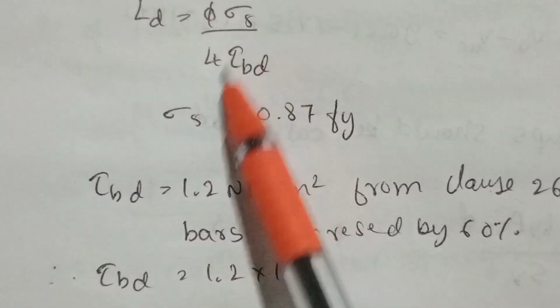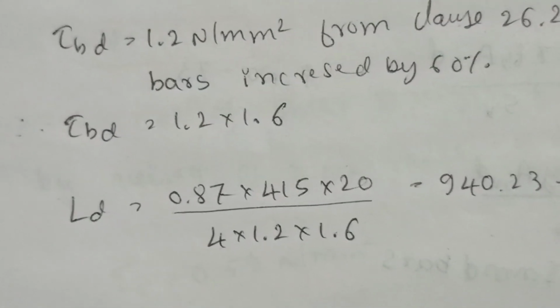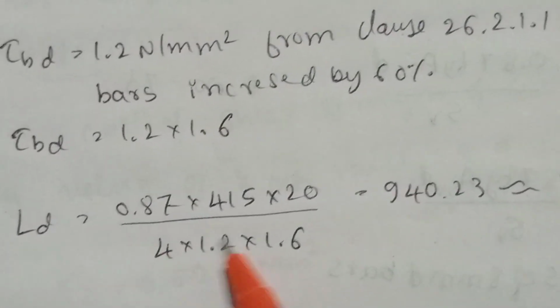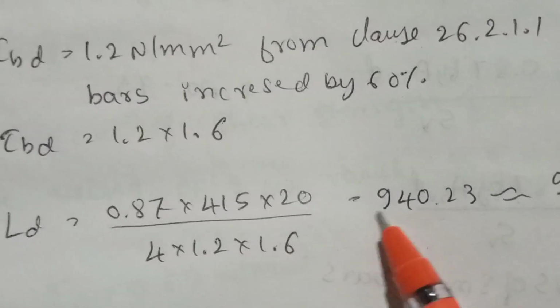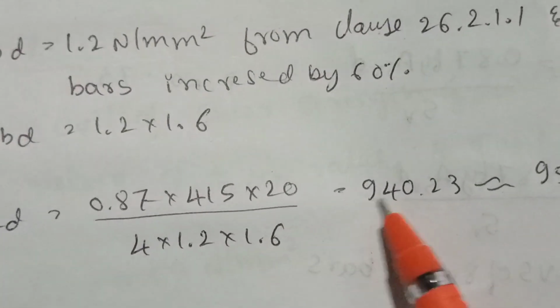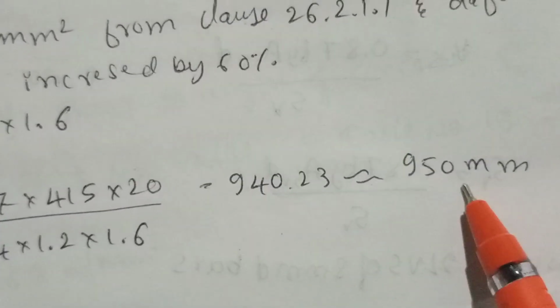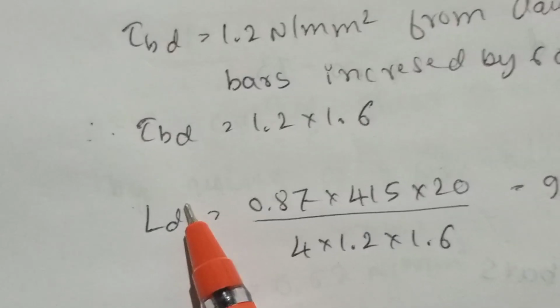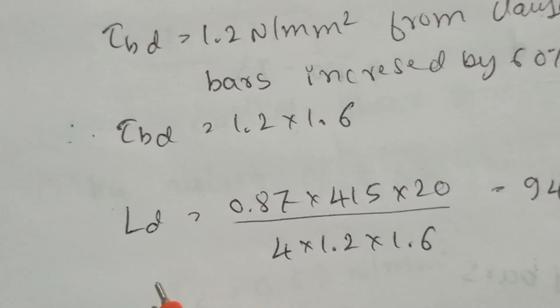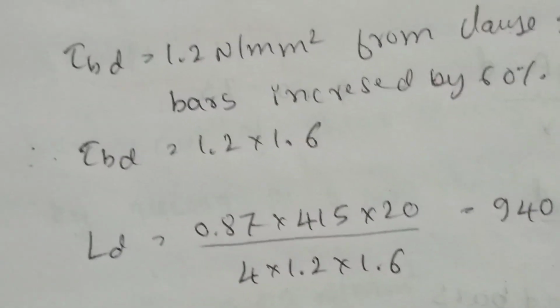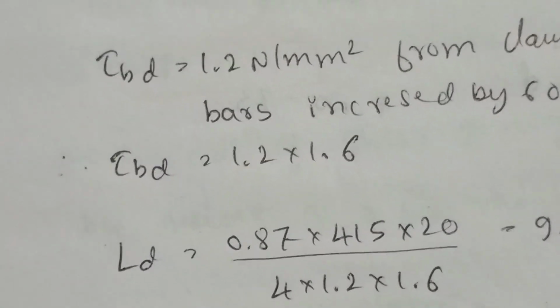So substitute all the values in this formula. So after simplifying, we'll get our LD, development length value, is equal to 940.23. So I'm making it approximate value, that is 950 mm. So this is how we calculate the development length, and this is the last step of our design. And next step is to show the reinforcement details.